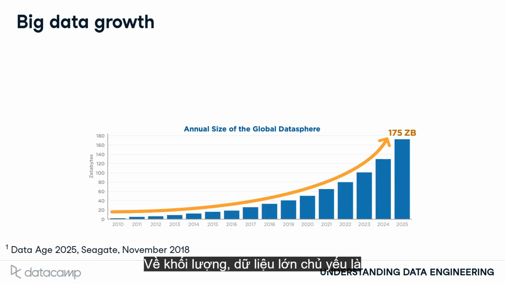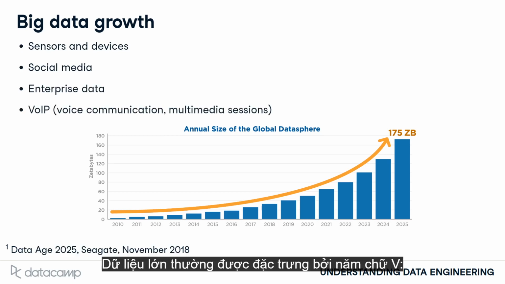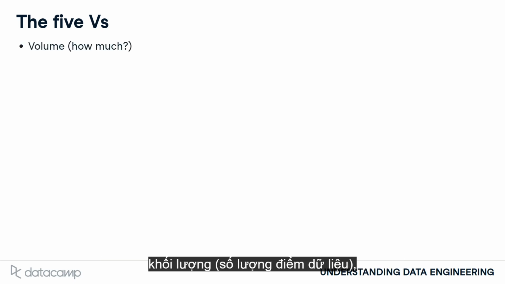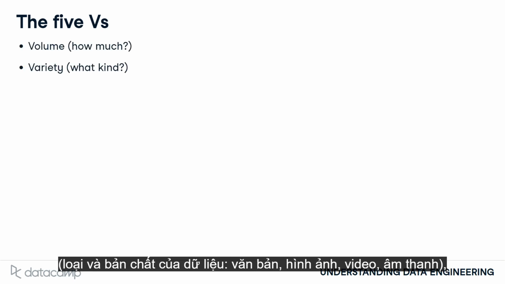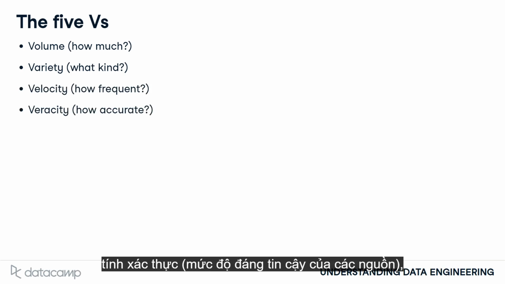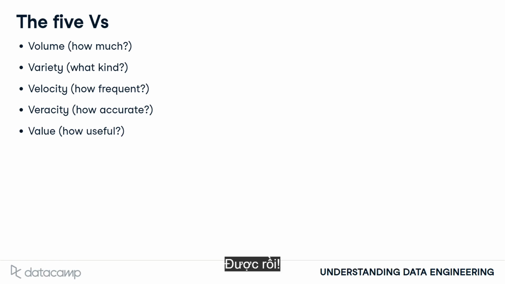In order of volume, big data is mainly composed of sensors and devices data, social media data, enterprise data, and VoIP data. Big data is commonly characterized by 5 V's: volume, the quantity of data points; variety, the type and nature of the data, text, image, video, audio; velocity, how fast the data is generated and processed; veracity, how trustworthy the sources are; and value, how actionable the data is. Data engineers need to take all of this into consideration.